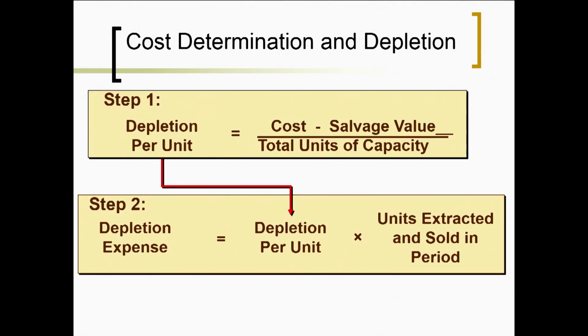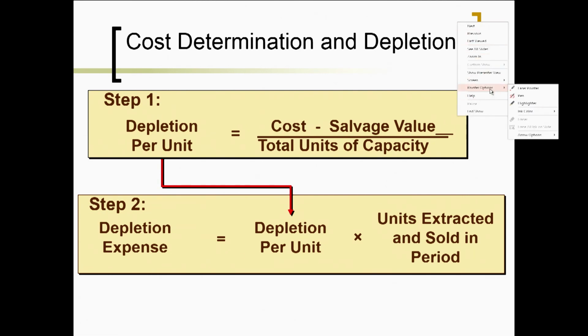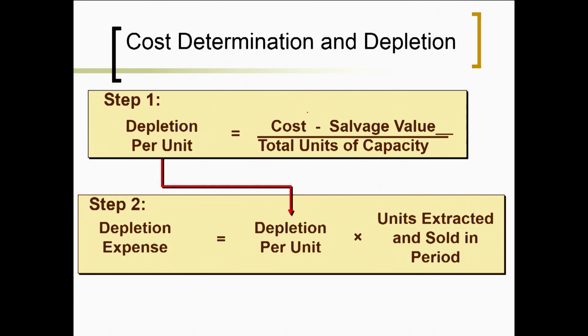And what we're going to do is follow the same rules as when we use units of production. We're going to take the cost minus the salvage value over the total units of capacity that we think we'll have with that natural resource. This gives us a depletion per unit, and then we'll take that depletion per unit times the number of units extracted and sold in a period, okay? Let's look at an example.